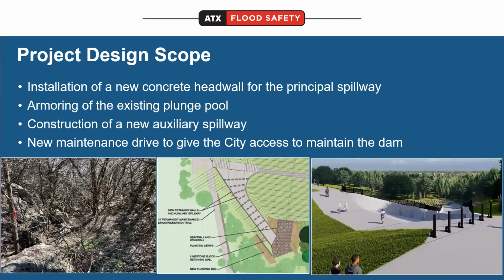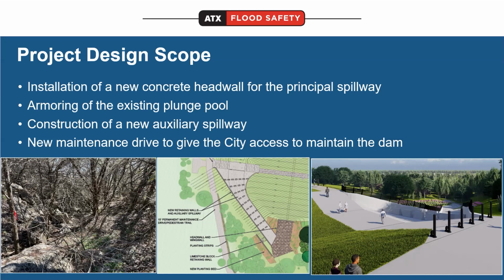Additional elements of the design will include, if you look at the picture in the middle, this area here that's known as the plunge pool. It's basically where the service spillway pipe discharges. So we're armoring it, basically hardening it, so that whenever that pipe is engaged and water flows through, it won't cause erosion on the receiving creek. We're also installing a new head wall for that spillway pipe.